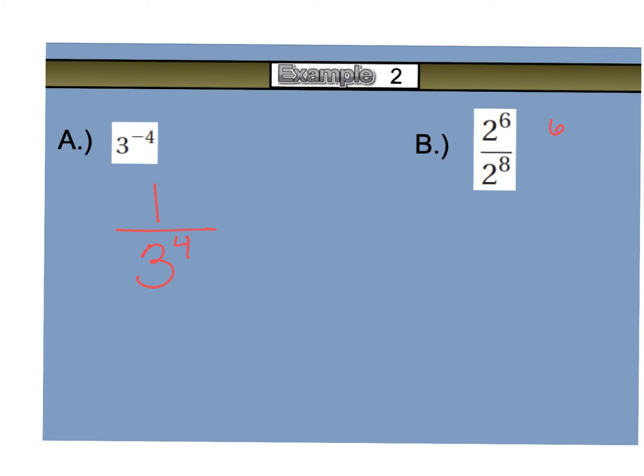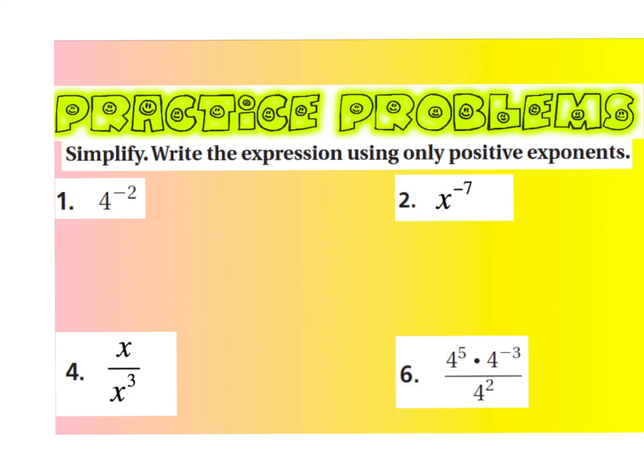Powers, subtracting, 6 minus 8 gives us a negative 2. So I have 2 to the power of negative 2, 1 over 2 to the power of 2. You should always give your answers with positive exponents. This is the middle step, but then we have to give it using positive exponents. Try these on your own, see how you do.